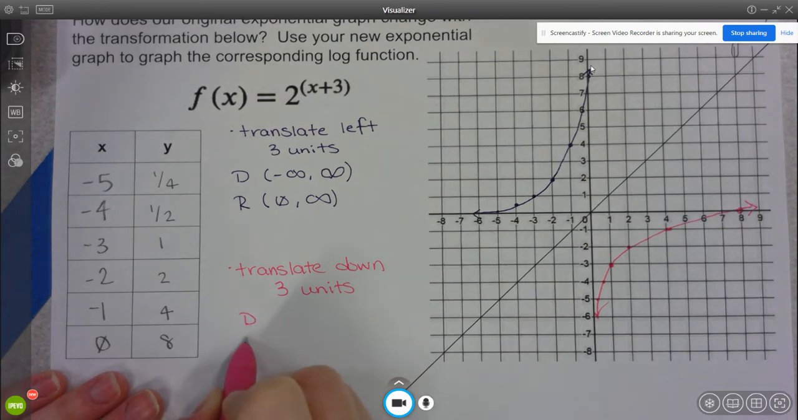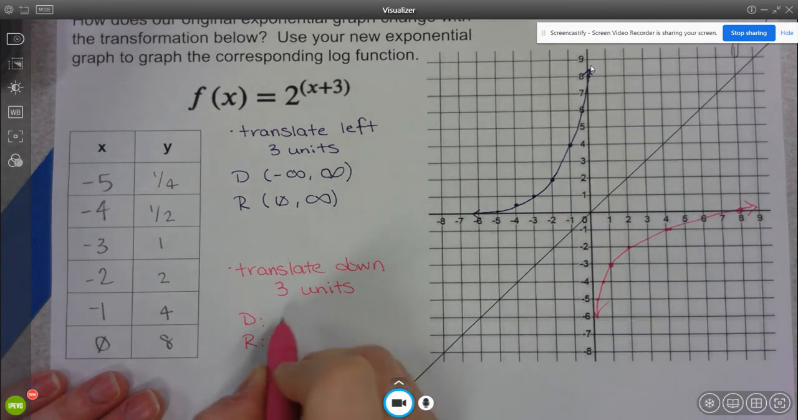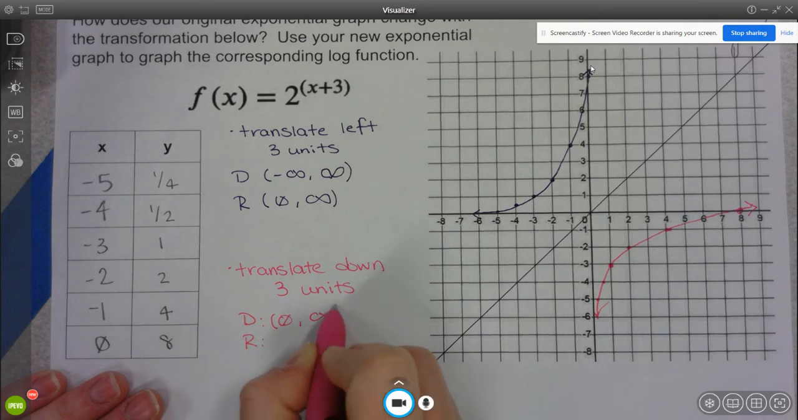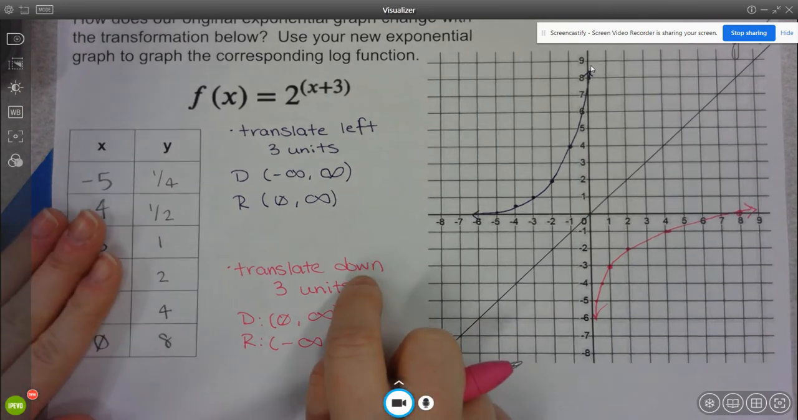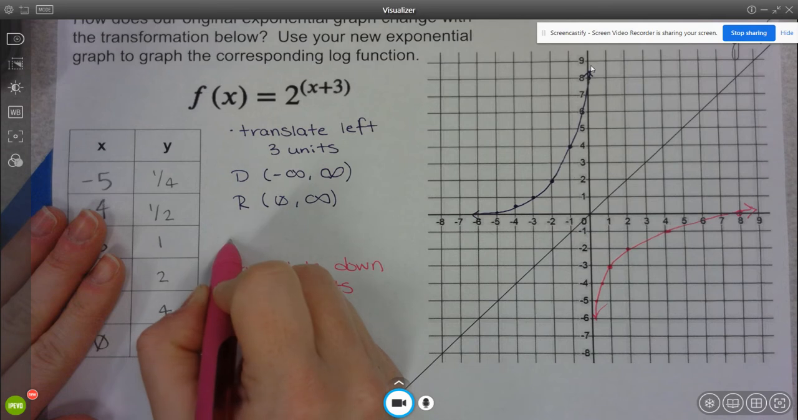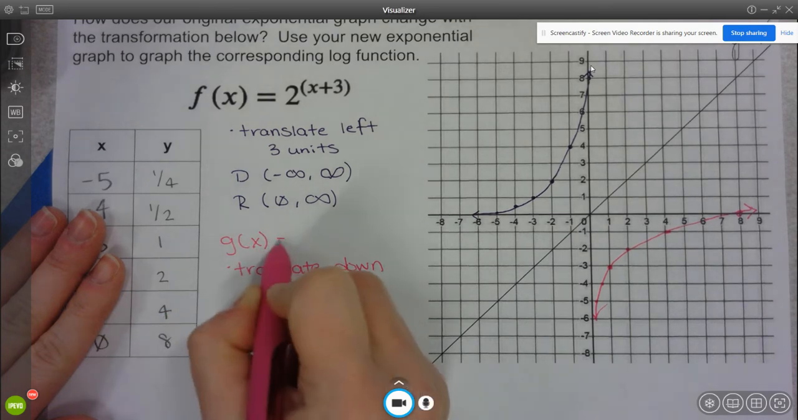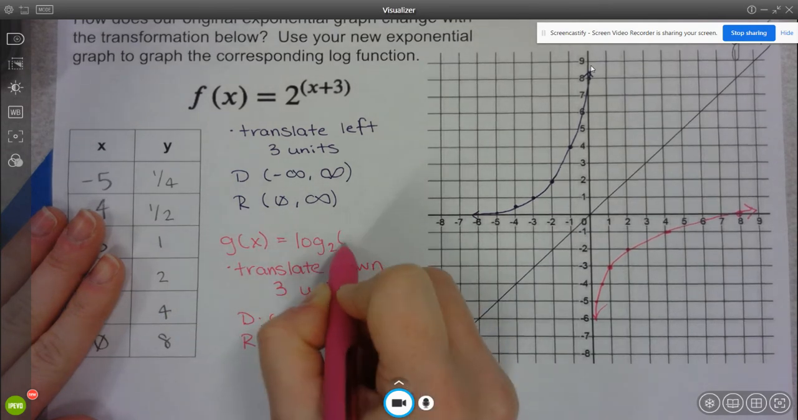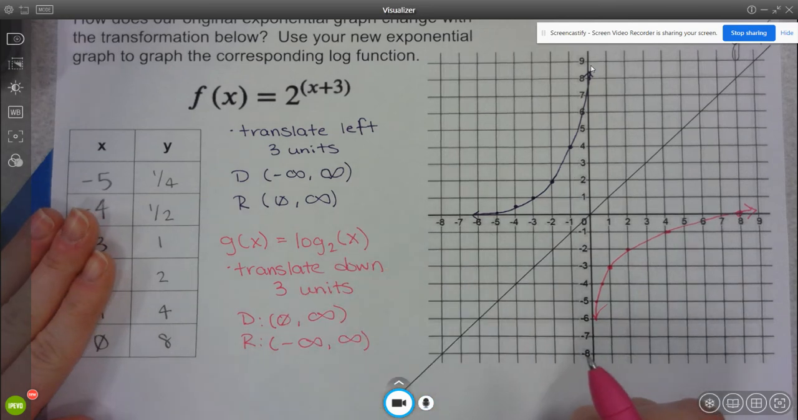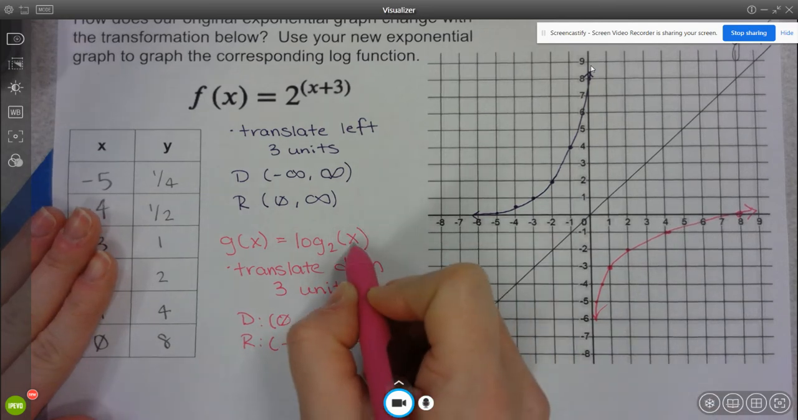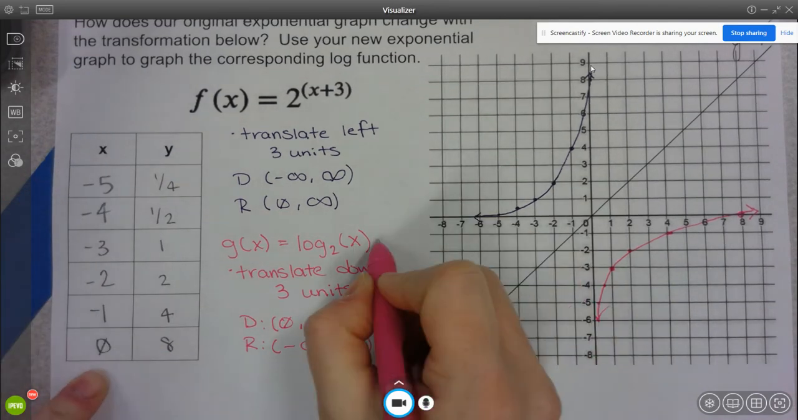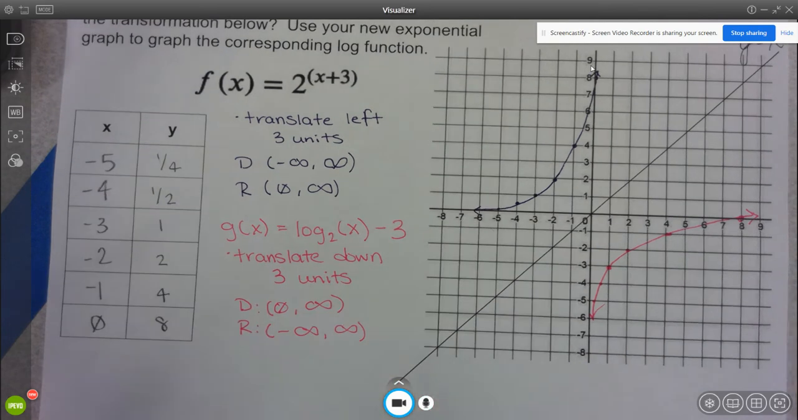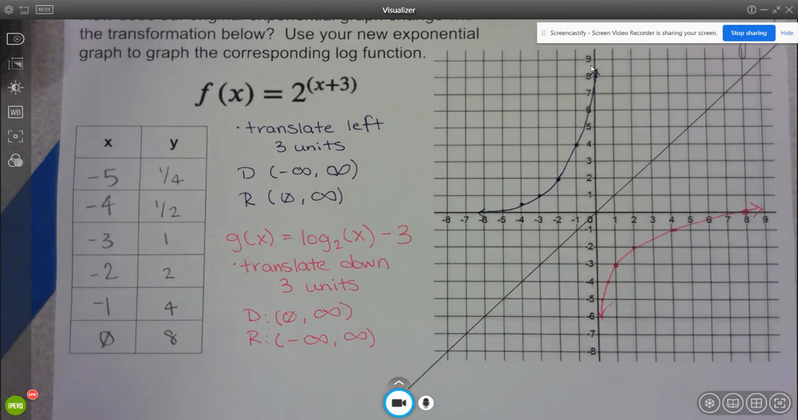So in terms of domain and range, this is not changing either. This is still going to go from 0 to infinity for domain and -infinity to positive infinity for range. But since this is moving down, if I think about what my log function would look like, I'm not tweaking my x values. I'm not tweaking what input values I had. I'm tweaking the output values, which means I'm subtracting at the end before I get my final output.